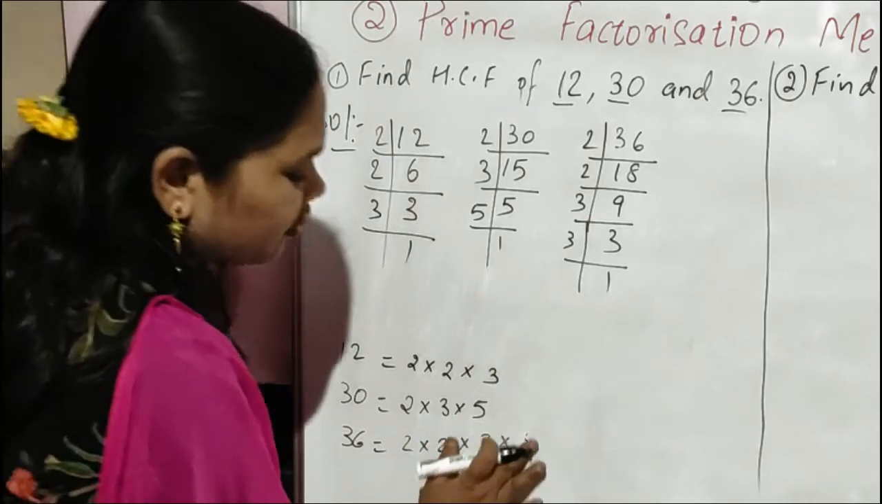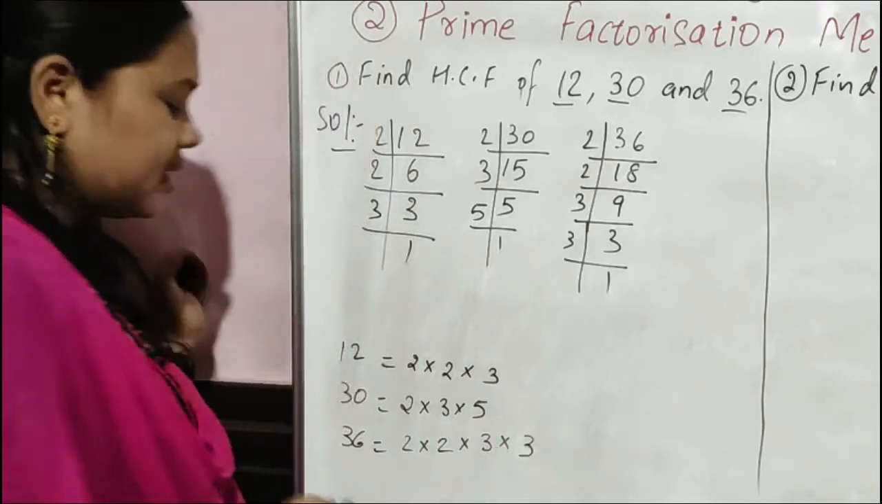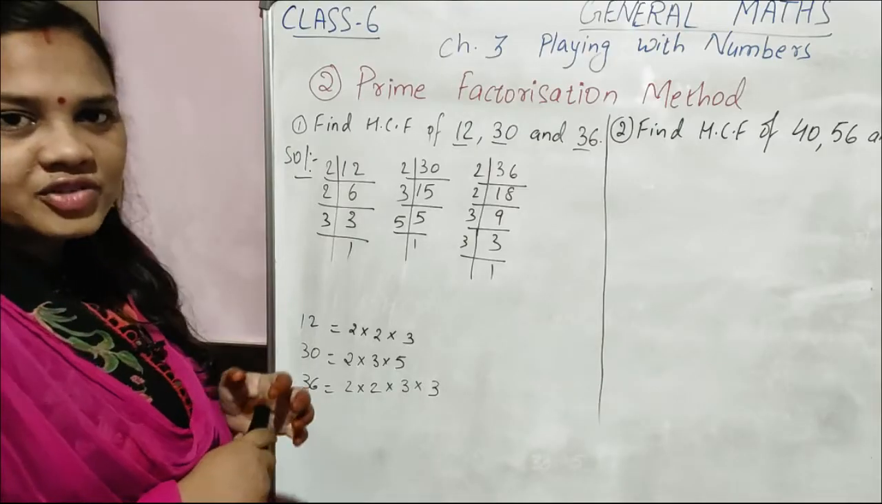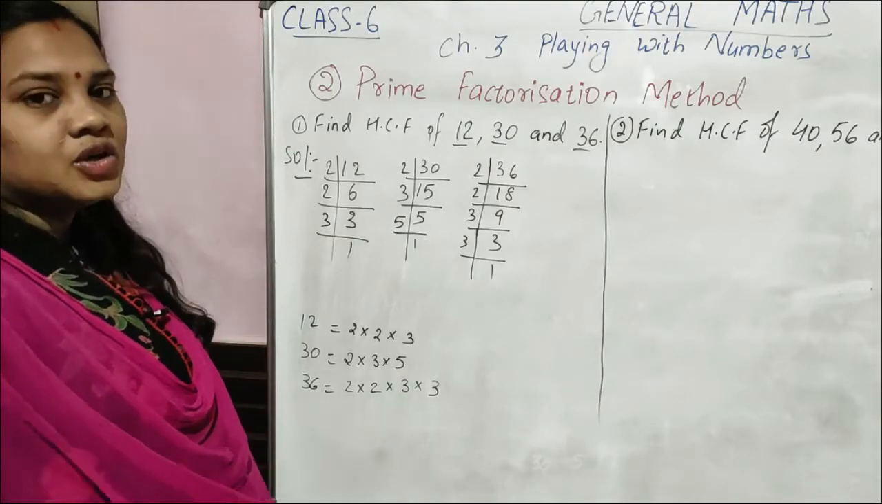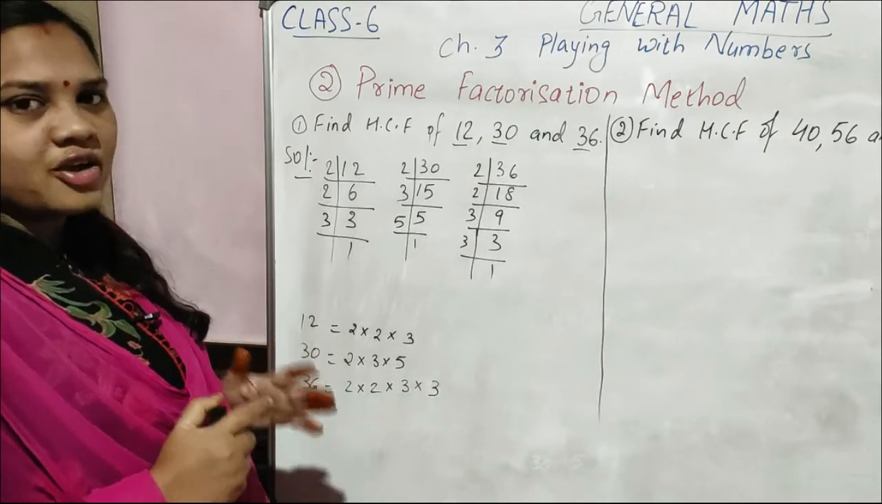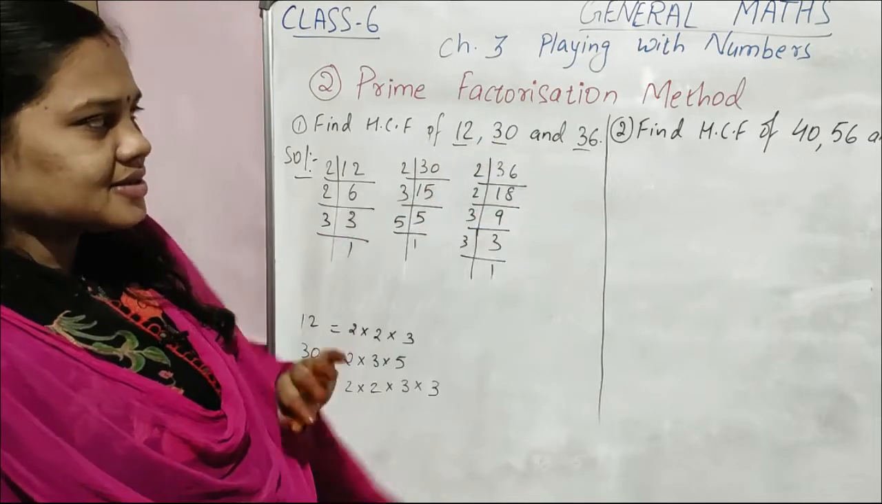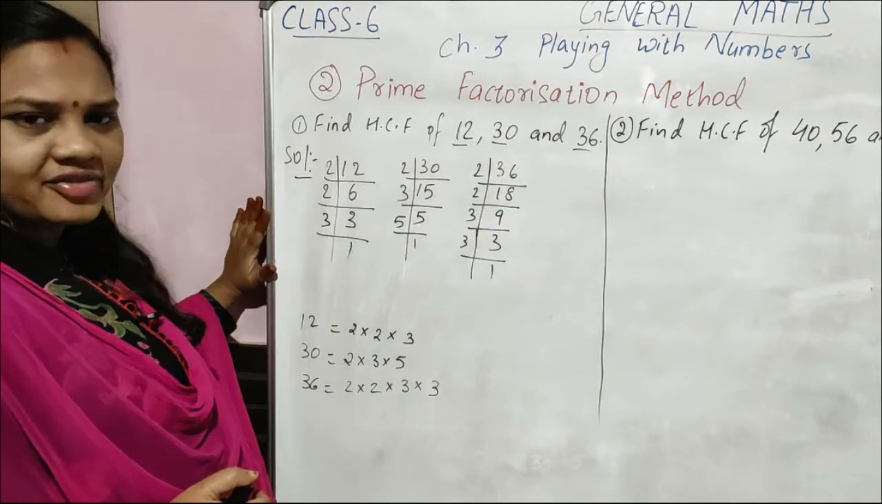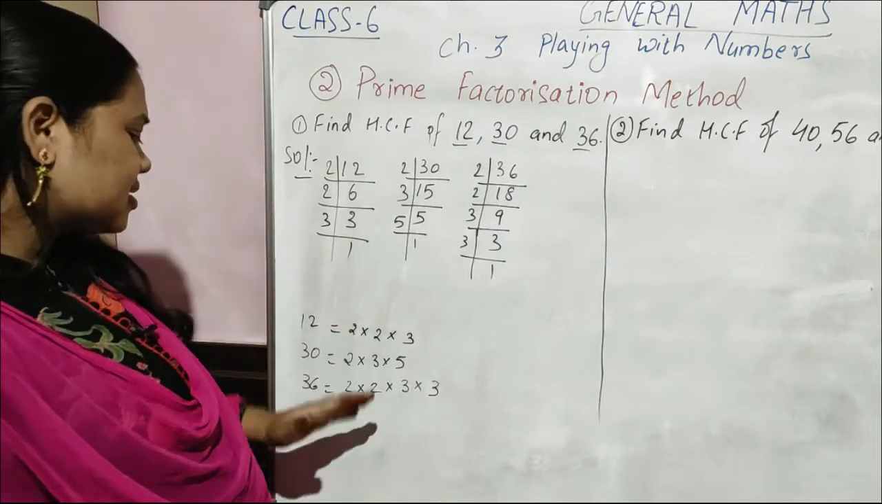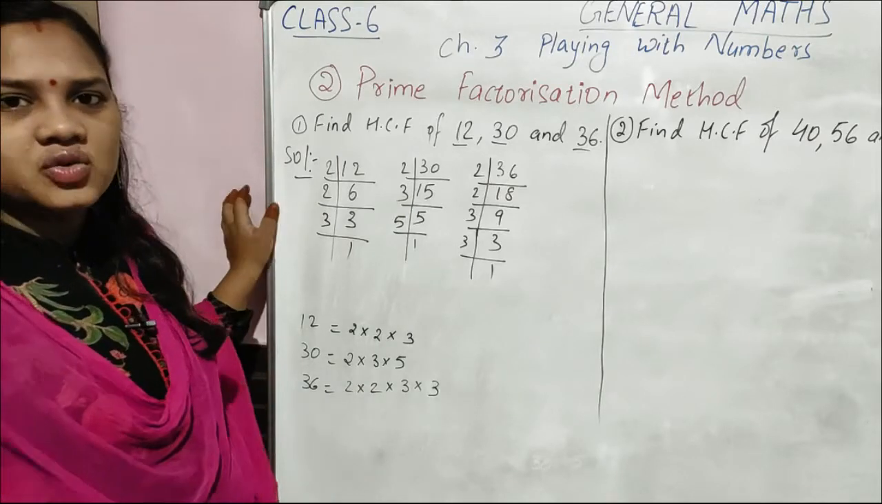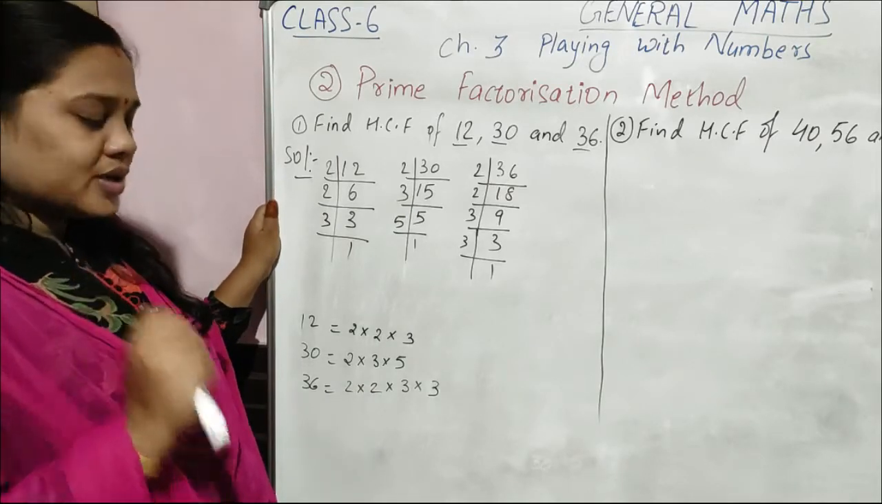Okay children, so first step we completed. What is our first step? Find the prime factorization of given numbers. So given numbers are 12, 30 and 36. We calculated the prime factorization of all these three numbers and written. Step 1 is over. Now step 2 is what?